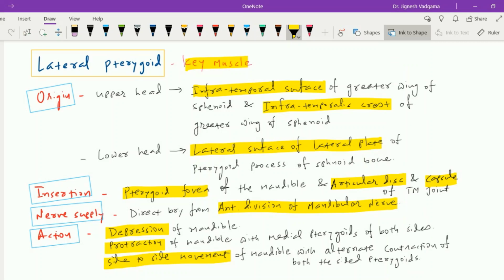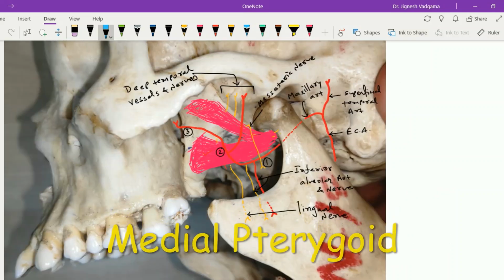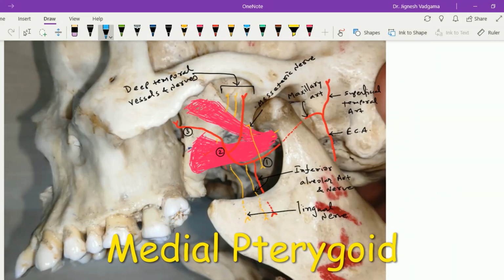You can pause this slide and revise the lateral pterygoid detail. Now let's see the details of the medial pterygoid muscle.